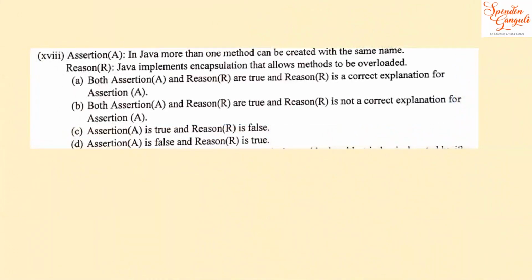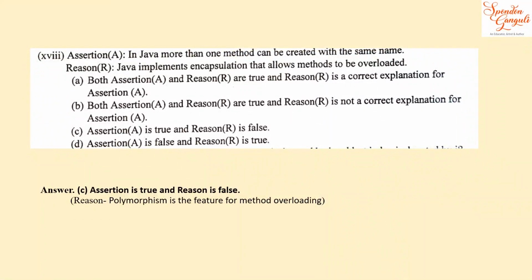Next, in Java, more than one method can be created with the same name. Reason, Java implements encapsulation that allows method to be overloaded. Here the correct answer is the assertion is true, but the reason is false, because in Java we can have more than one method with the same name, and that we call function or method overloading. But method overloading is the feature that comes from the polymorphism property of object-oriented programming and not encapsulation.